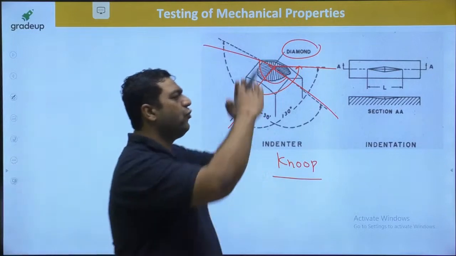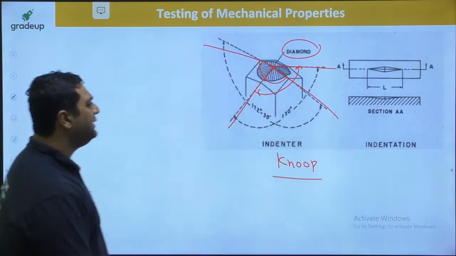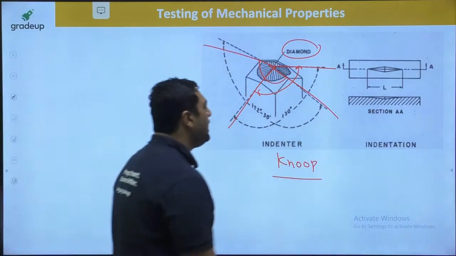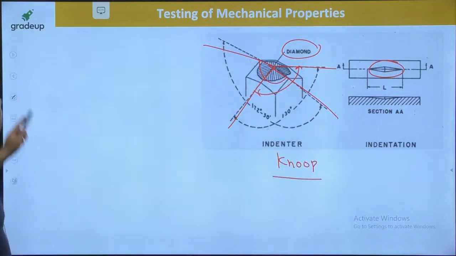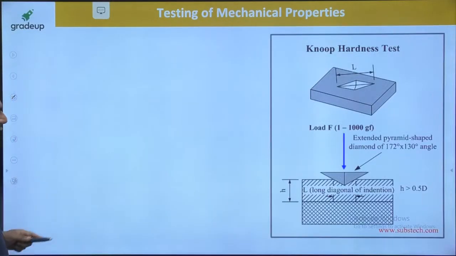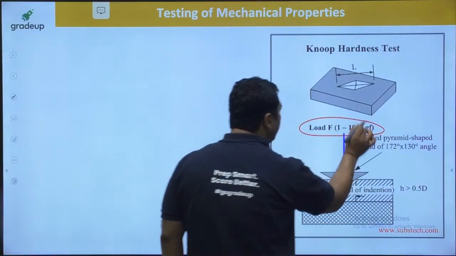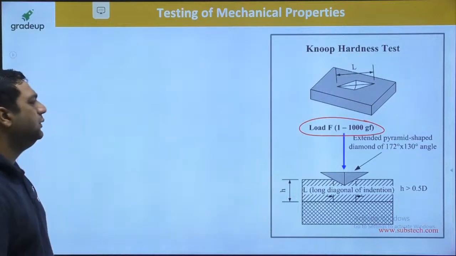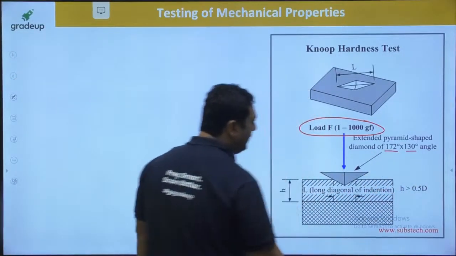It is inclined from here, it is inclined from here also. So from two sides it is inclined. So that's why this shape of indentation will be there. If you see this Knoop hardness test, these are the load limits which you are applying, 1 to 1000 kgf. And these are the two angles, 172 degree and 130 degree.